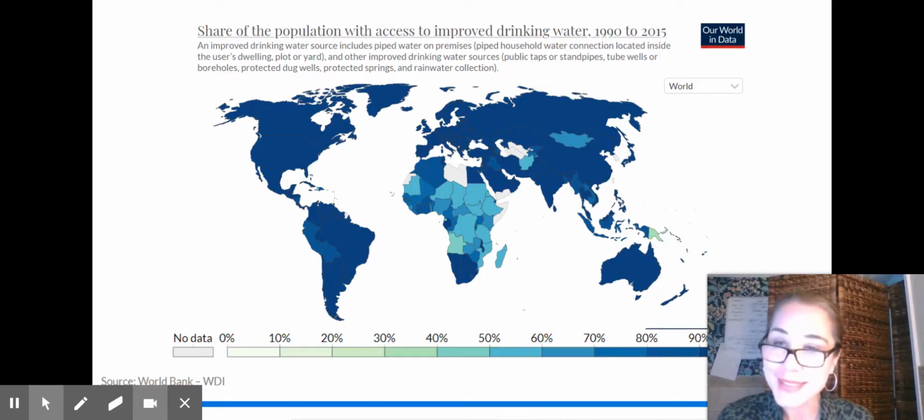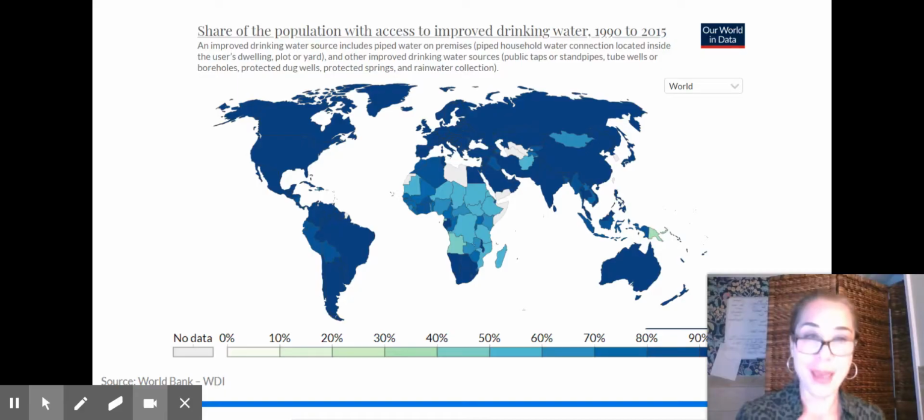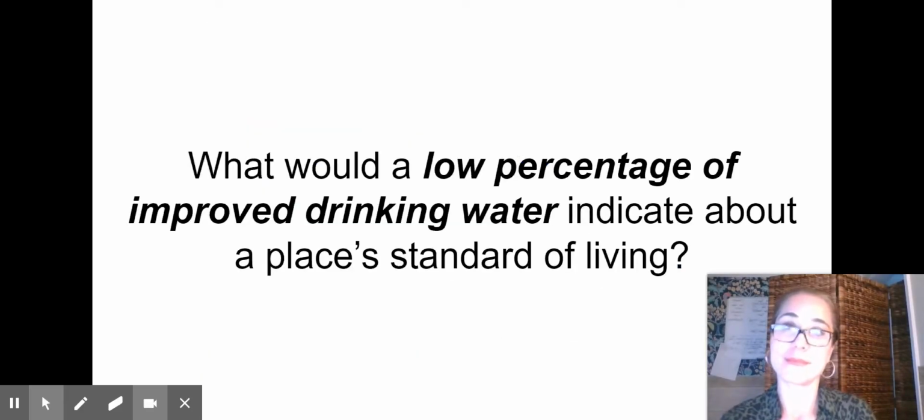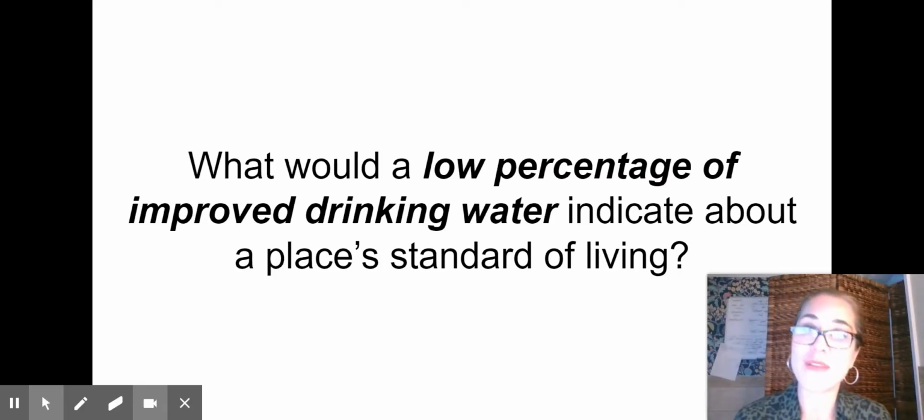In what ways is this map similar to the life expectancy map, just in terms of the choropleth and the colors? And in what ways is it similar to the GNI per capita map? What would a low percentage of improved drinking water indicate about a place's standard of living?